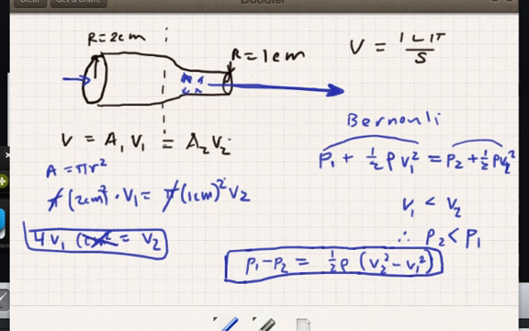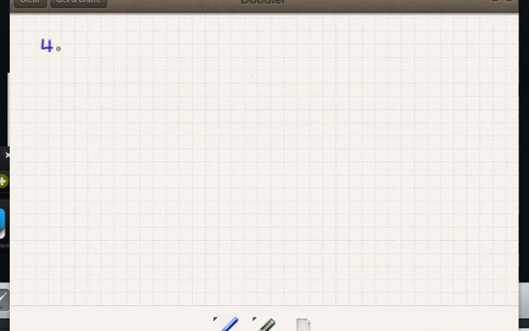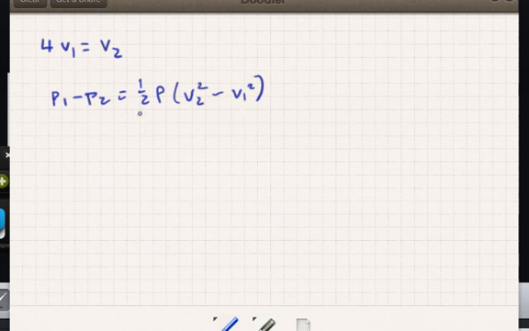Okay, I've been so sloppy, I need some space to do the calculations now. So I think I'm going to go ahead and just clear this. We know 4 times V1 equals V2, and we know that P1 minus P2 equals 1/2 rho times V2 squared minus V1 squared. So let's put some of these numbers in here. We know 1/2 rho times 4 V1 squared minus V1 squared. I'm substituting V2 into this here.